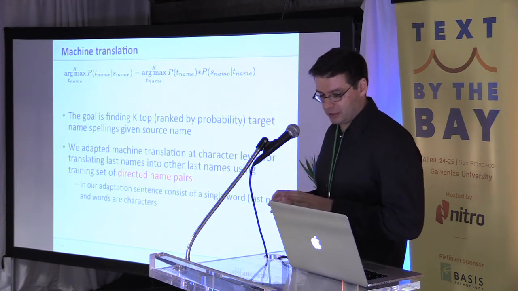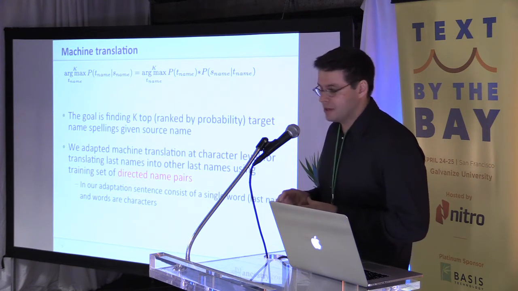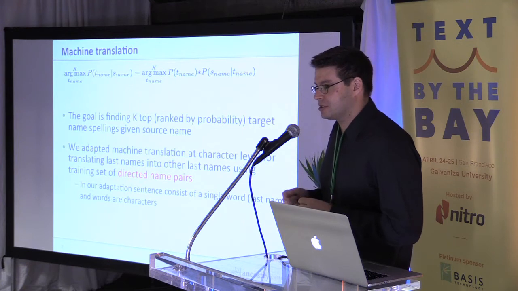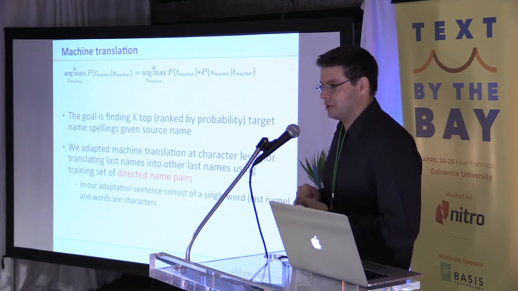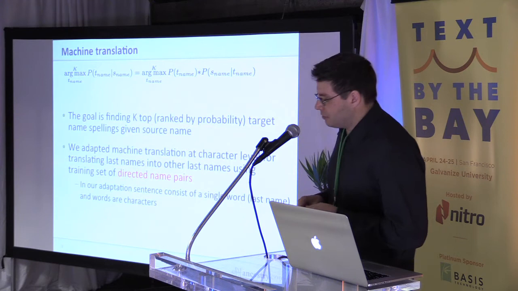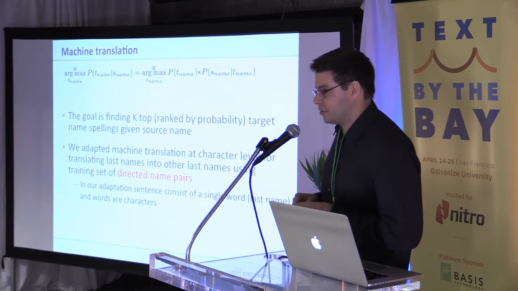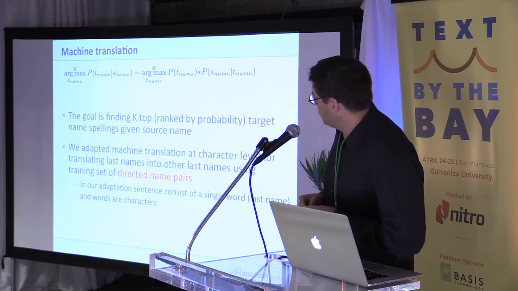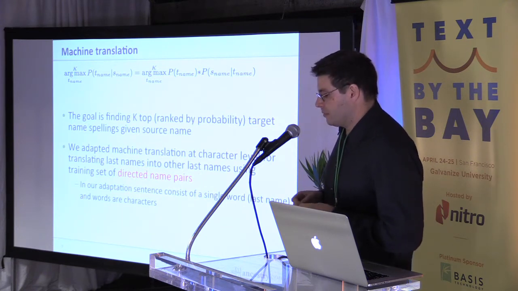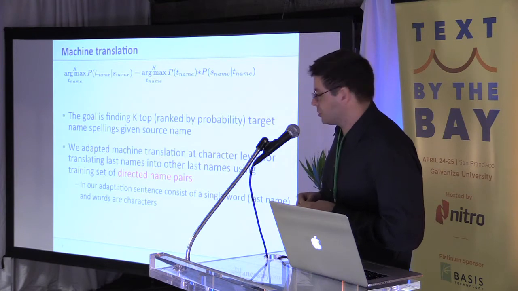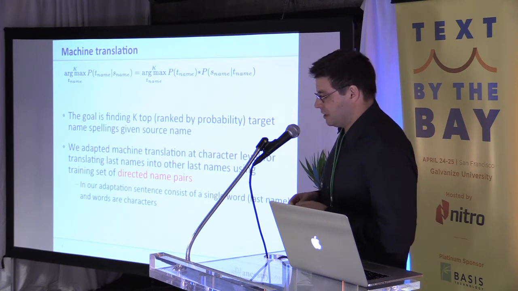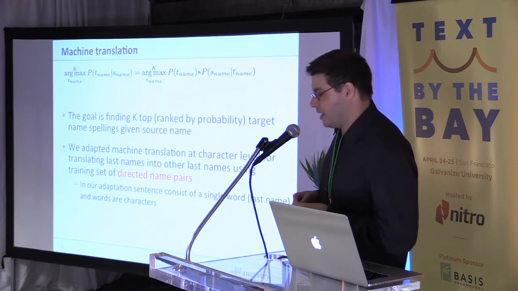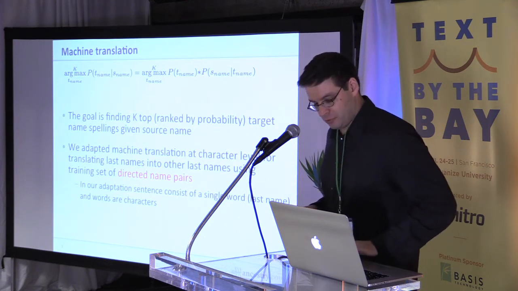In our case, we treated the machine translation problem a little differently. We had a caveat that the individual words would actually be characters, and the sentences would be just the complete names. Here on the top of the slide, you see the basic formula from the machine translation community, but again, slightly modified for our purposes. What we wanted to find is the k maximum probabilities of target name given source name. And what it equals is, again, the k maximum products of the name model and alignment model. I'll go into a few more details on what they are.